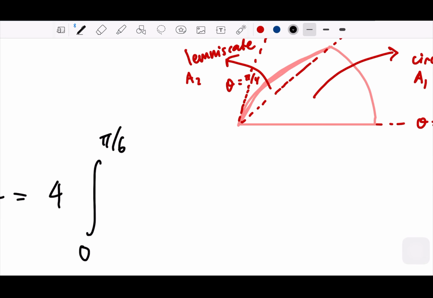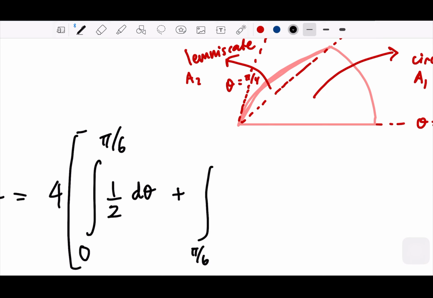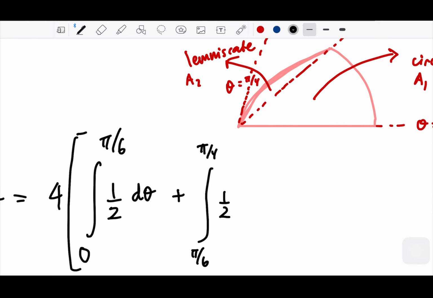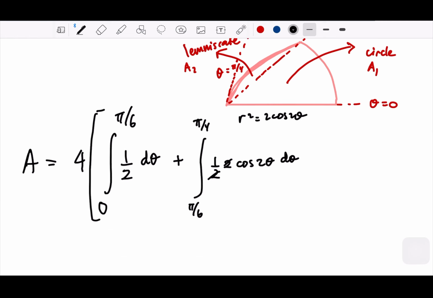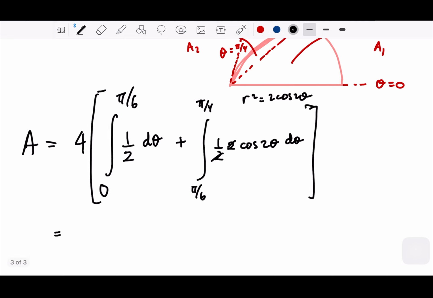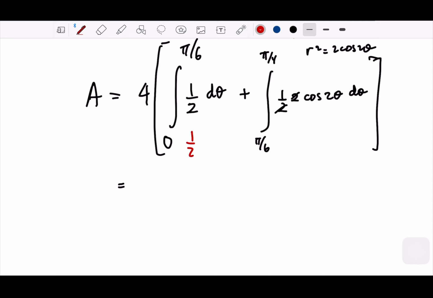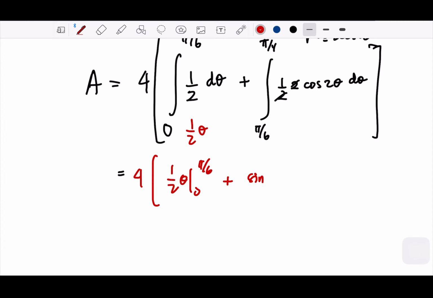The area 1 is half times r squared, but r is just a constant 1, so we just ignore it, and then d theta. And then plus, let me make it bigger, this is from pi over 6 to pi over 4 of half r squared, and r squared is 2 cos 2 theta for the lemniscate, so we put in 2 cos 2 theta d theta, and then we can evaluate. This will be half theta from 0 to pi over 6, plus cos 2 theta becomes sine 2 theta divided by 2, from pi over 6 to pi over 4.